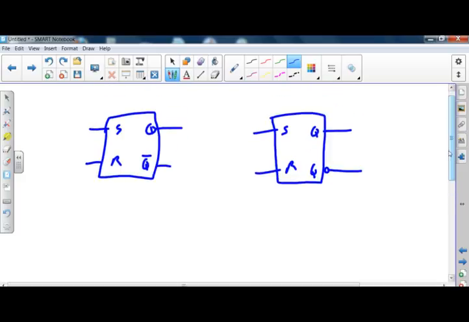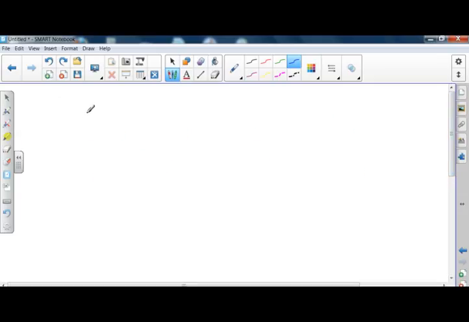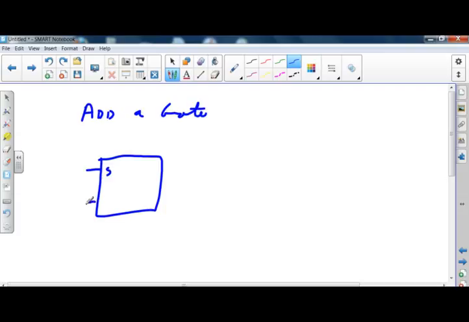Good enough. All right. Next, we're going to add a gate. So we're going to have an SR flip-flop with a gate. We're going to have a Q and a Q naught coming out. And how are we going to make the gate? Do we care how we make the gate?